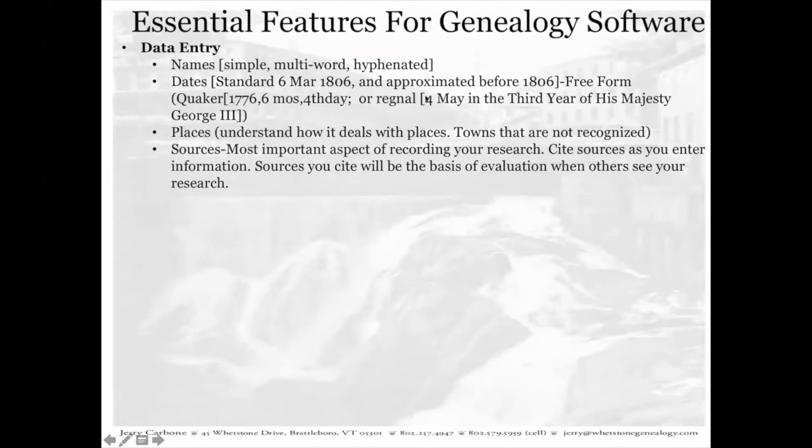Data entry, names obviously are important, and the software should be able to handle very simple names, first name, surname, multi-word names, and hyphenated names. That should be part of any type of genealogy software you consider. Dates, of course, standard dates, and the way that genealogists use dates is the day first, then the month, and the year, and those can be either abbreviated or written in full.